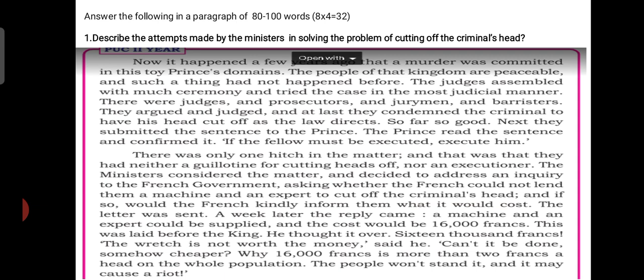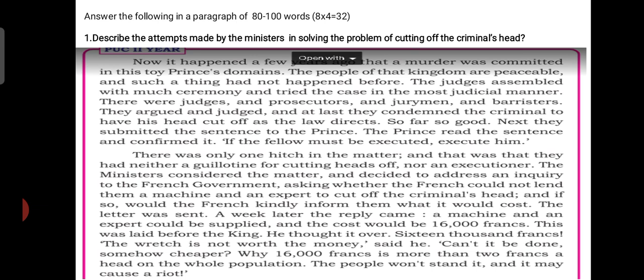Okay, now it happened a few years ago that a murder was committed in this toy prince's domains, that is in Monaco. What happened in Monaco, they committed a murder, they killed somebody. The people of that kingdom are peaceable and such a thing had not happened before. First time a murder in that kingdom. The judges assembled with much ceremony and tried the case in the most judicial manner. So they decided what can be done now.